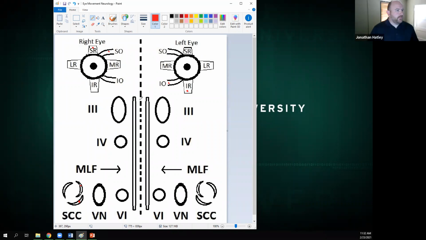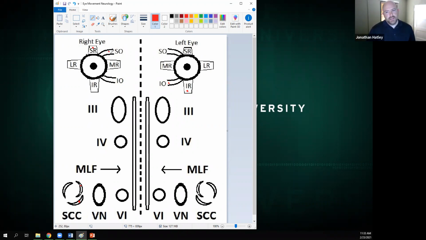So we're going to utilize both the anterior and the posterior vestibular pathways in order to make this happen. But we're going to start with the anterior excitatory pathways. Well, before we get there, let's talk about the nuclei that are going to be involved in stimulating these muscles.